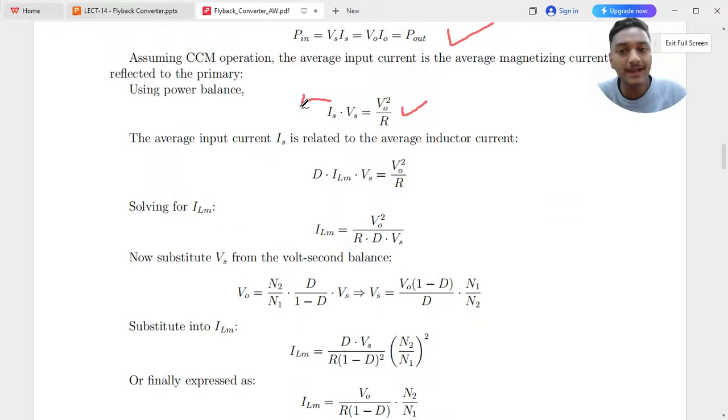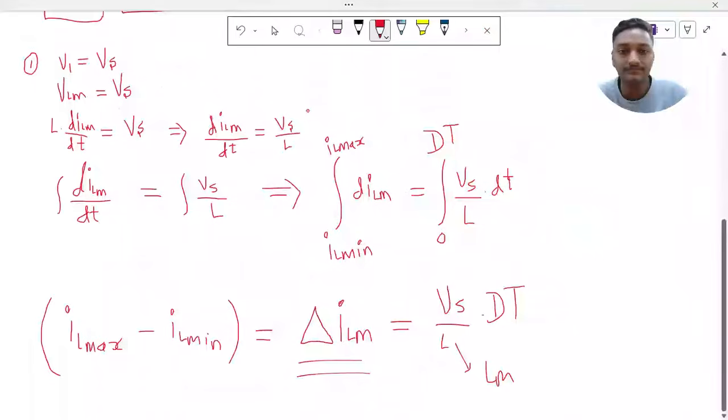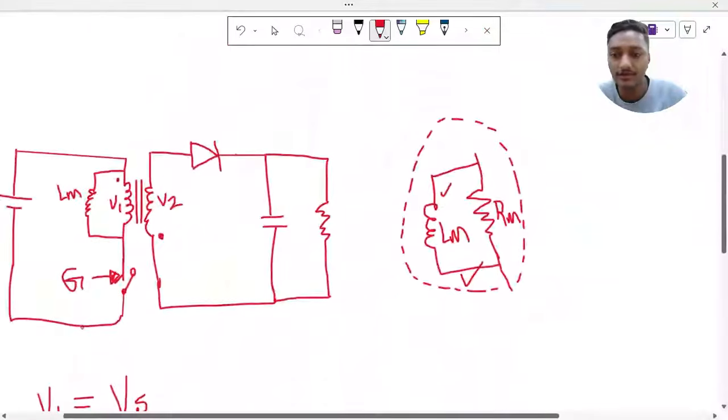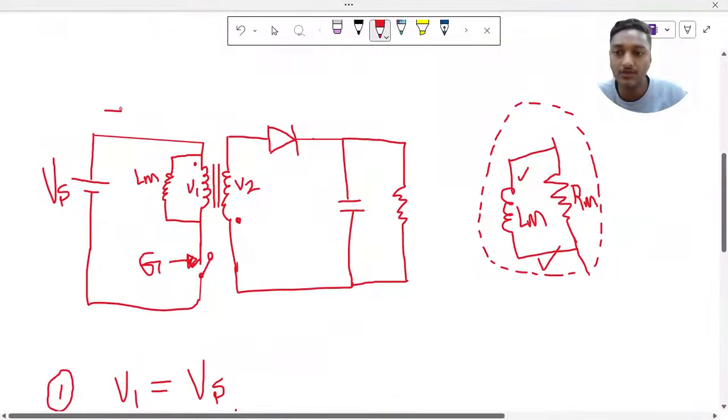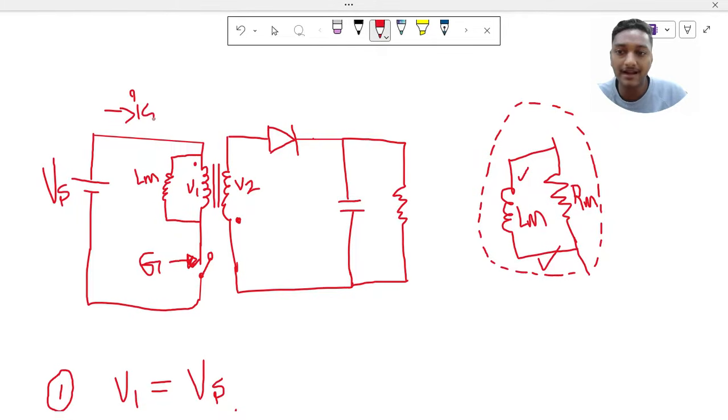Is is my input current. You can see here, this is the Is which is flowing, and this is my IL, and this is my ILM. So ILM is there. I can write that my input current is equal to the magnetizing current only during the on time, that is the D time. Only during the D time is Is equal to ILM.